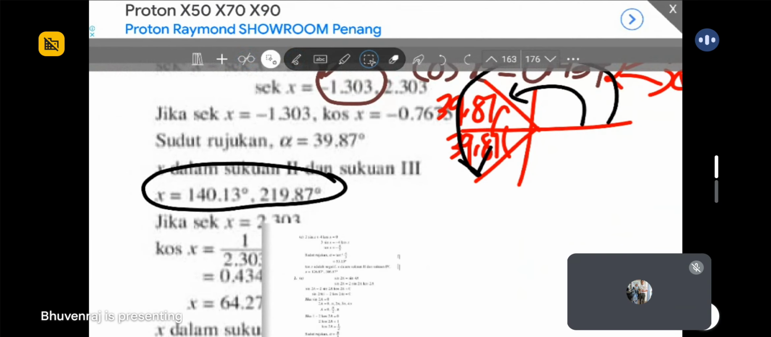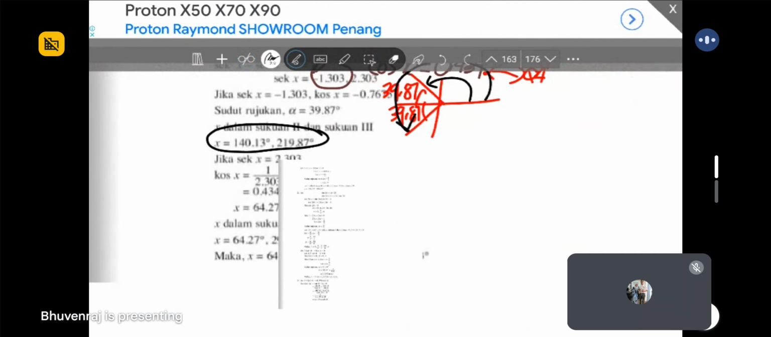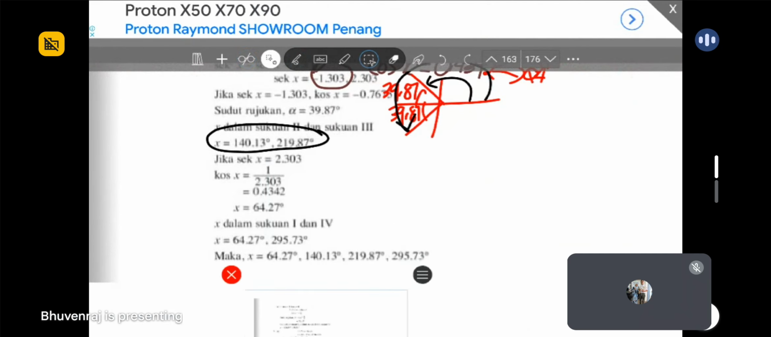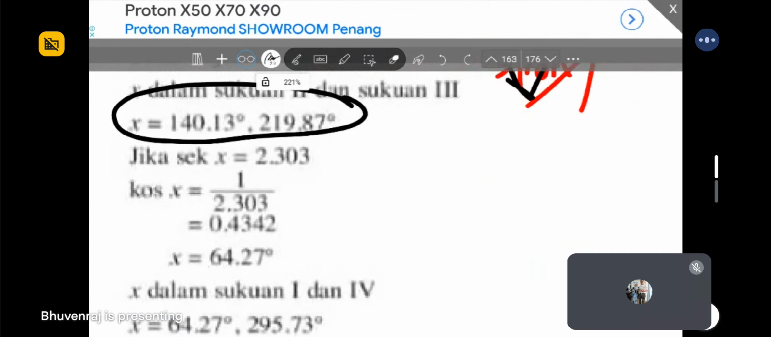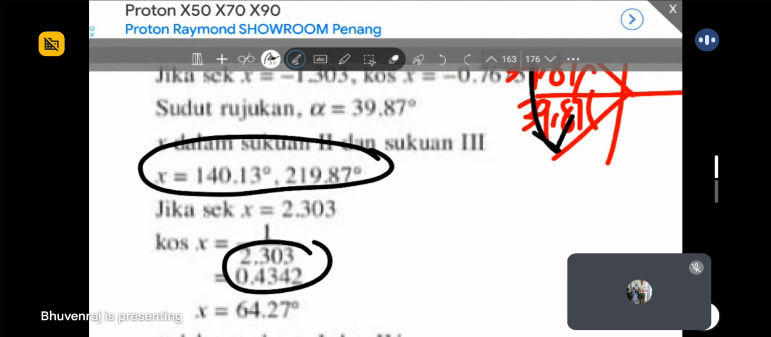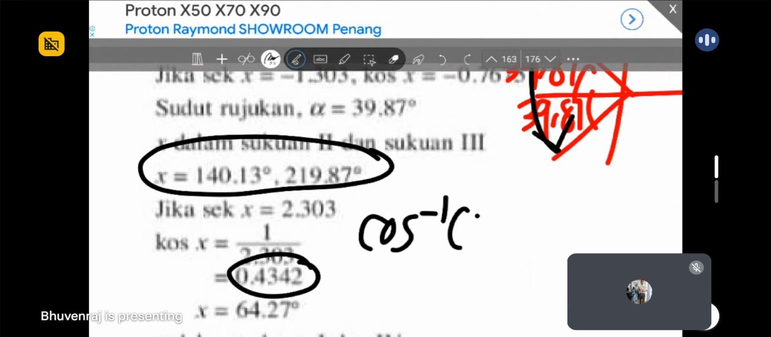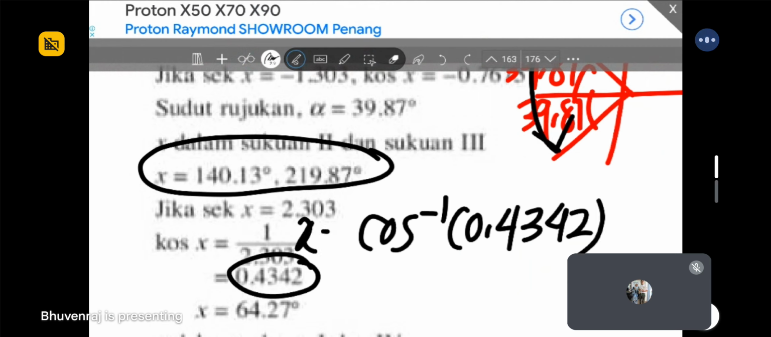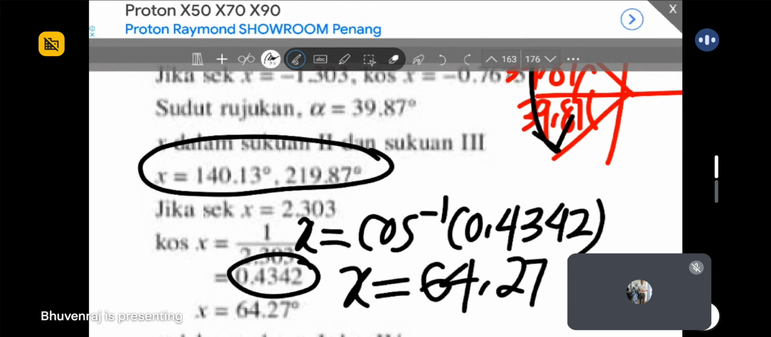Okay, so let's say the cos is a negative value. Okay, let's say you have negative for cos. So what will happen? Apa akan jadi? Okay, so you will first find the reference angle. Okay, so shift cos 0.4342. Okay, cos inverse 0.4342. So this is your x. Nilai x, you should get 64.27. Okay, so always draw out the quadrant.